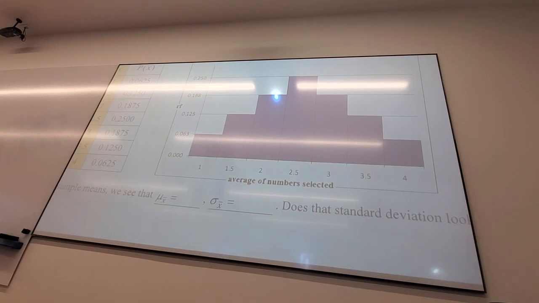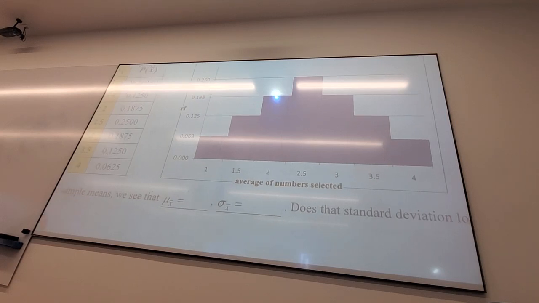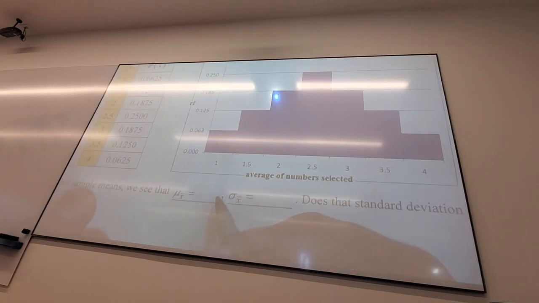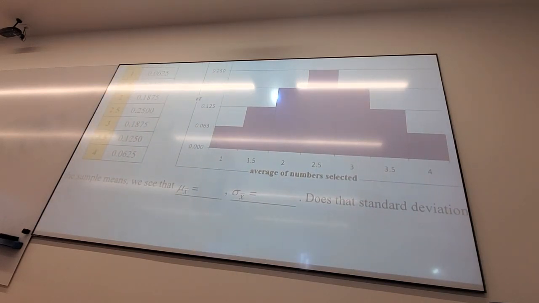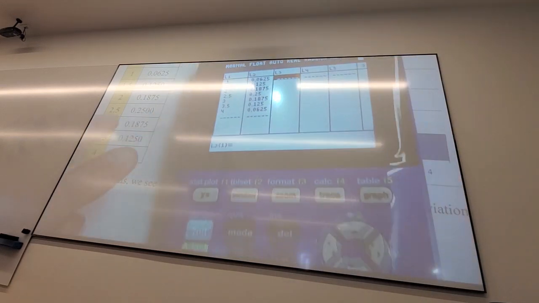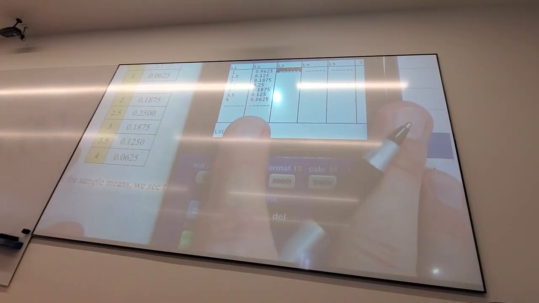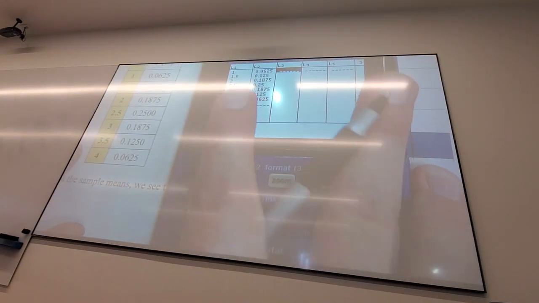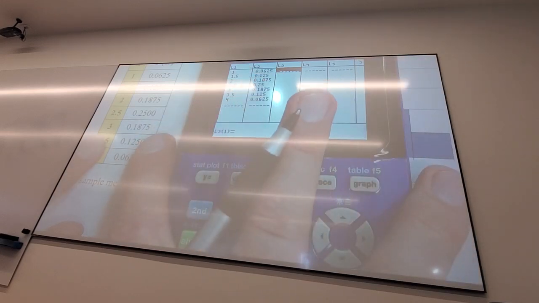So what are you guys getting for the mean, unsurprisingly? Has everybody got that yet? No? Okay. So I put in there this stuff here, right? Just put in there list 1, list 2 from here.